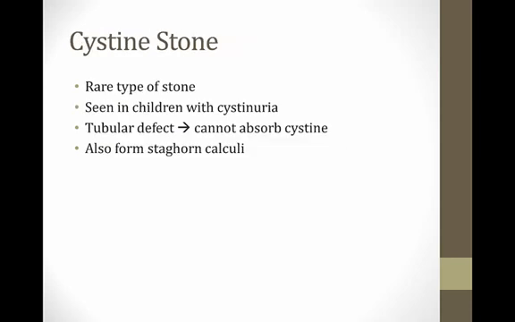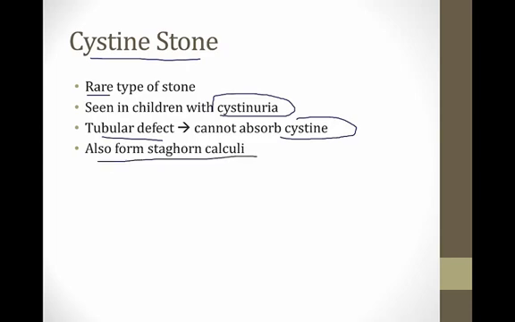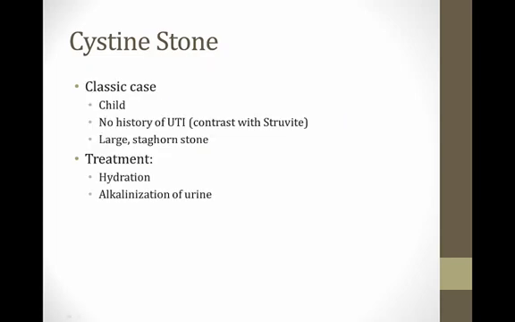So the last type of stone is a cystine stone. This is a very rare type of kidney stone, and it's seen in children with a condition called cystinuria. So these children have a tubular defect and cannot absorb cysteine, and they're going to form cystine stones. And it's important to know that these type of stones can also form those staghorn calculi that we talked about with the struvite stones. So the classic case is going to be a child who's got no history of a UTI and forms a large staghorn stone.